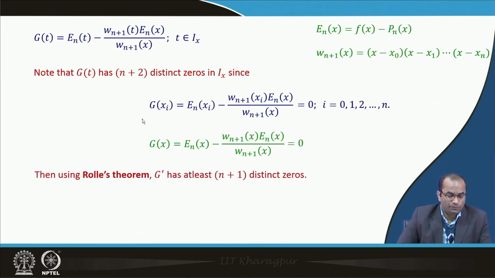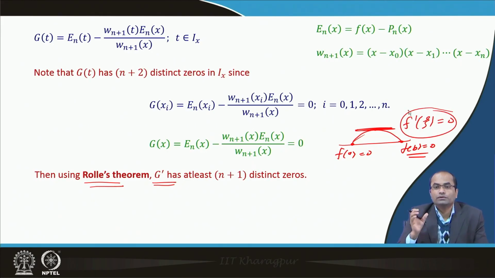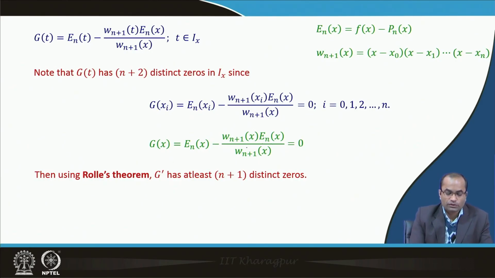Having this property, we can now use Rolle's theorem, which will say that g prime, its derivative, will have at least n+1 distinct points. Whenever we have a function that has two zeros, if f(a) is 0 and f(b) is 0, then Rolle's theorem says that there will be a point in between where its derivative will also be 0.